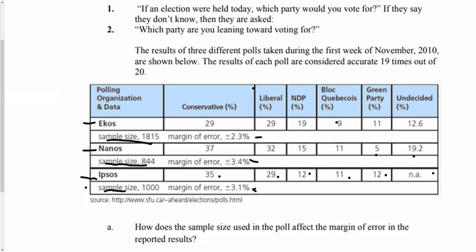The sample size would be the amount of people they polled. So the Ecos poll, they called as many people as they could, just over 1,800 people. Ipsos was second with 1,000, and Nanos came in last with 844. And that's how these polls work.